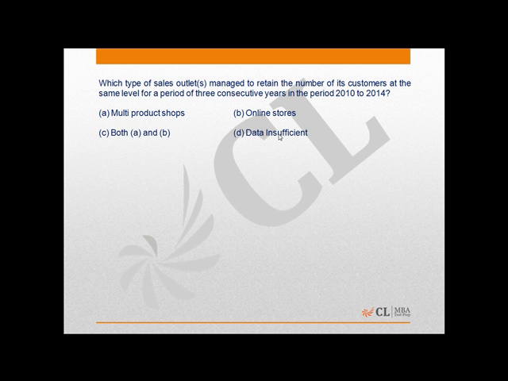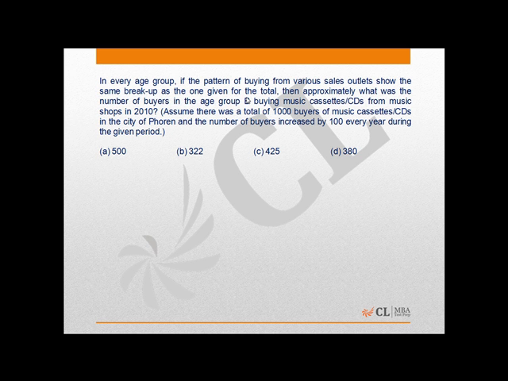Next question. It is asking which types of sales outlets manage to retain the number of its customers at the same level for a period of 3 consecutive years in the period 2010 to 2014. As here it is talking about number, but the data given is for percentage only, therefore it is not possible to check the number for any of the outlets. Hence the data given is insufficient. Consequently, D is the correct option.